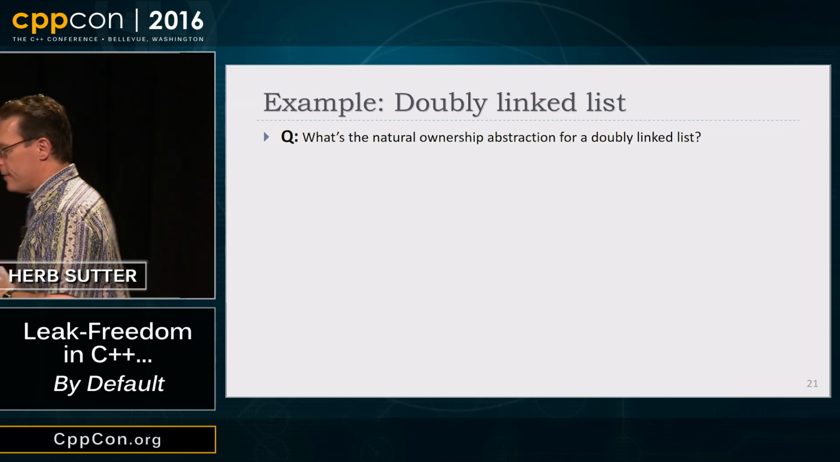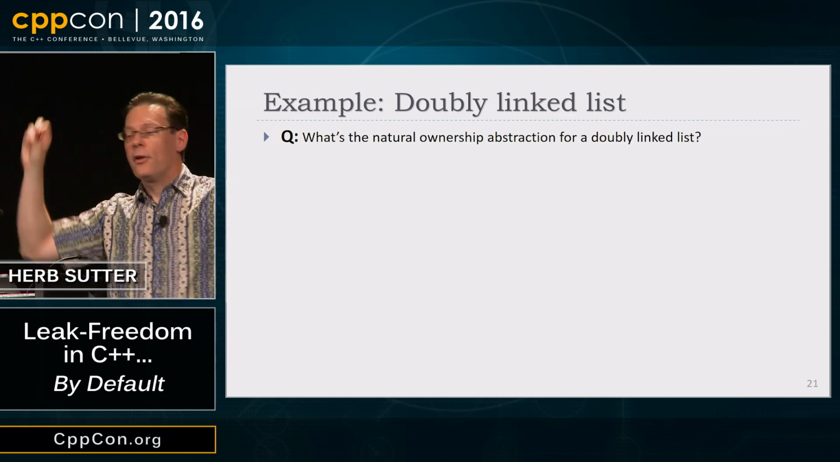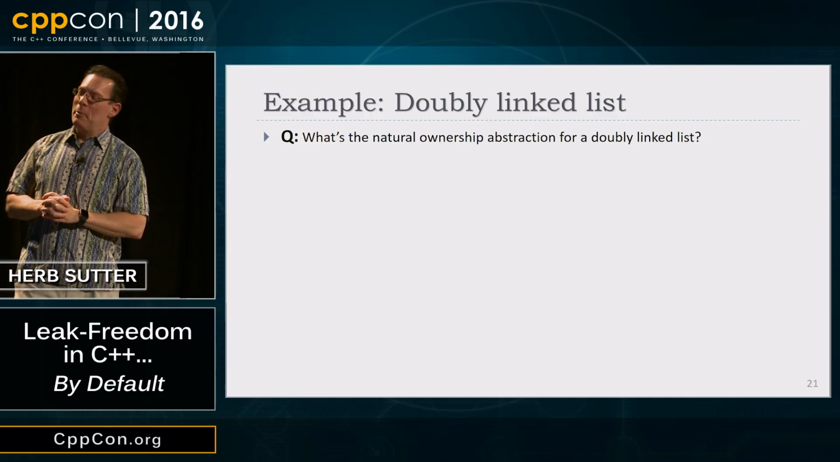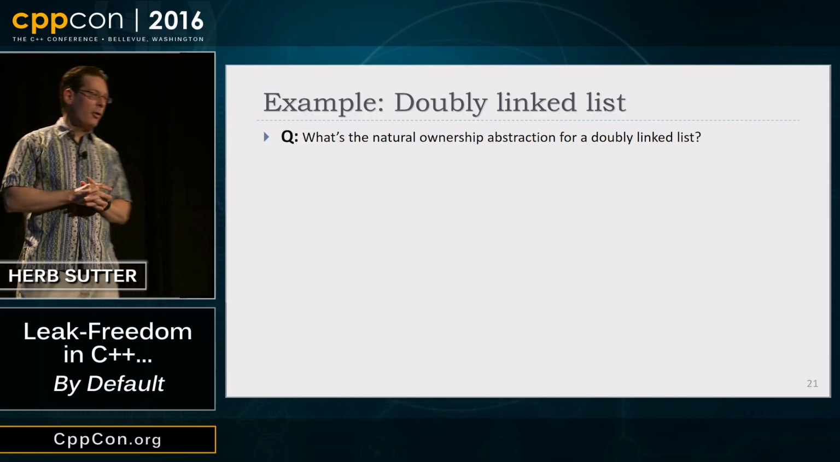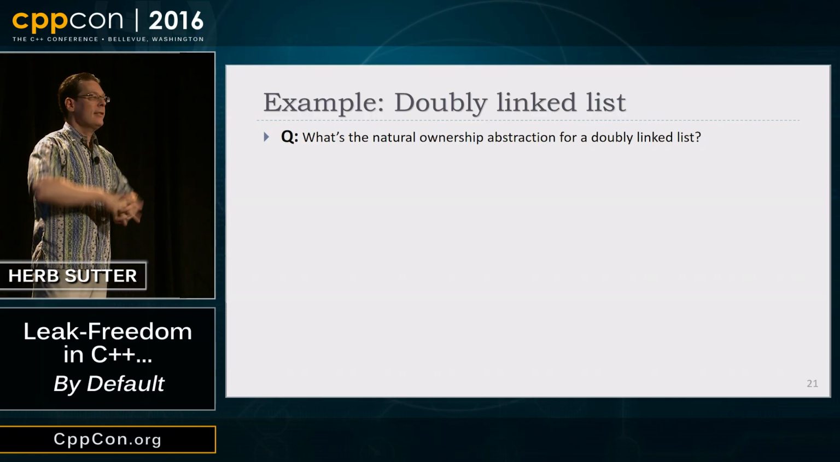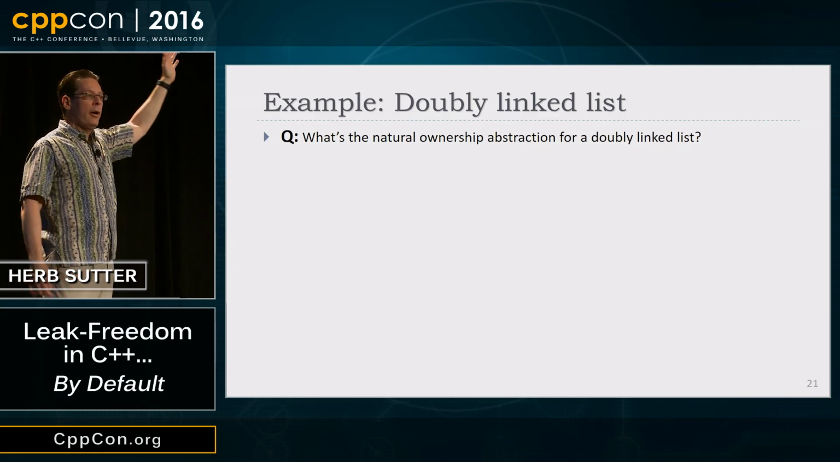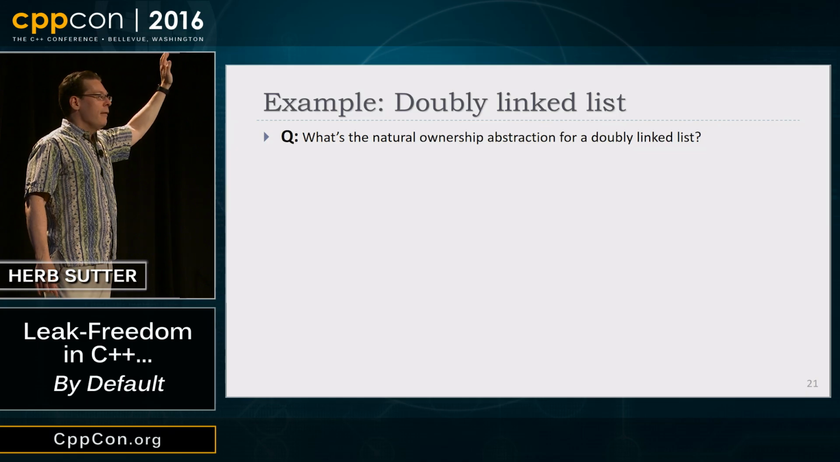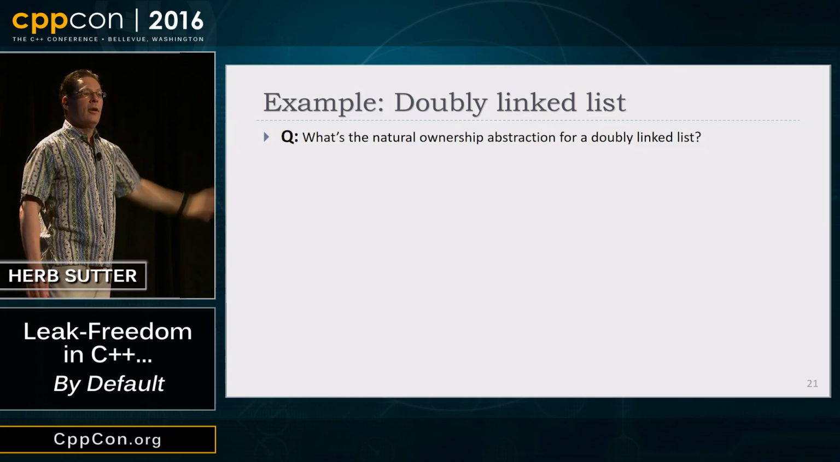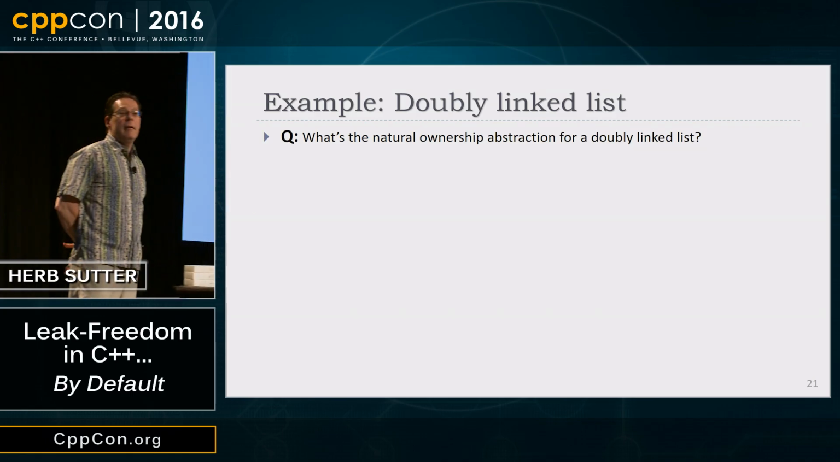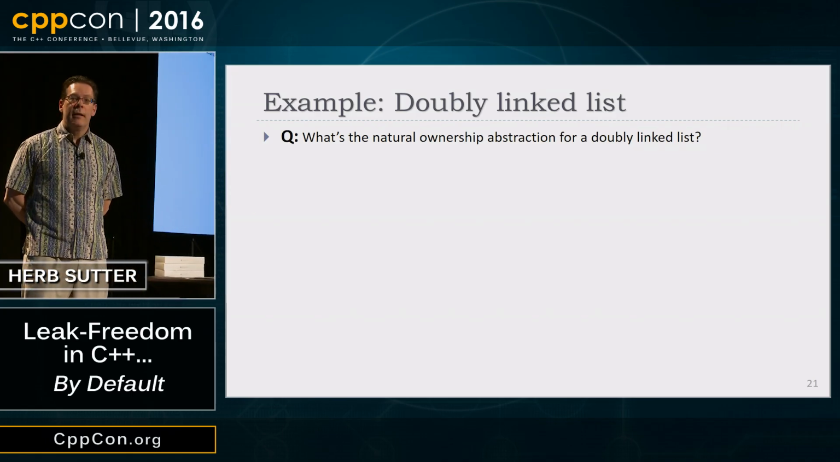Enough about trees. Let's go to a simpler data structure. Everybody loves air quotes. A doubly linked list. What's the natural ownership abstraction for a doubly linked list? Shared pointer. How many people would agree with shared pointer? Very few hands. Okay, let's see if we can get an answer that gets more support. Anyone else want to suggest an answer?